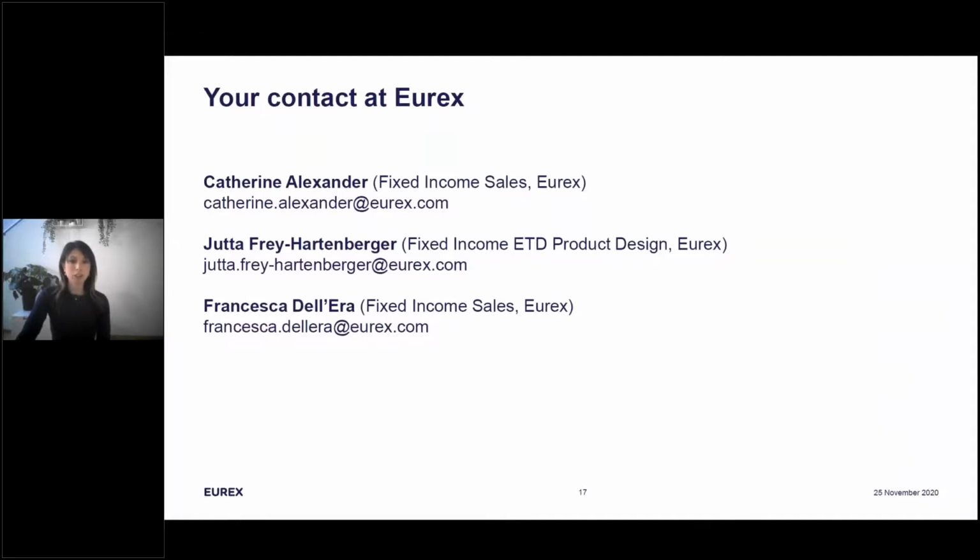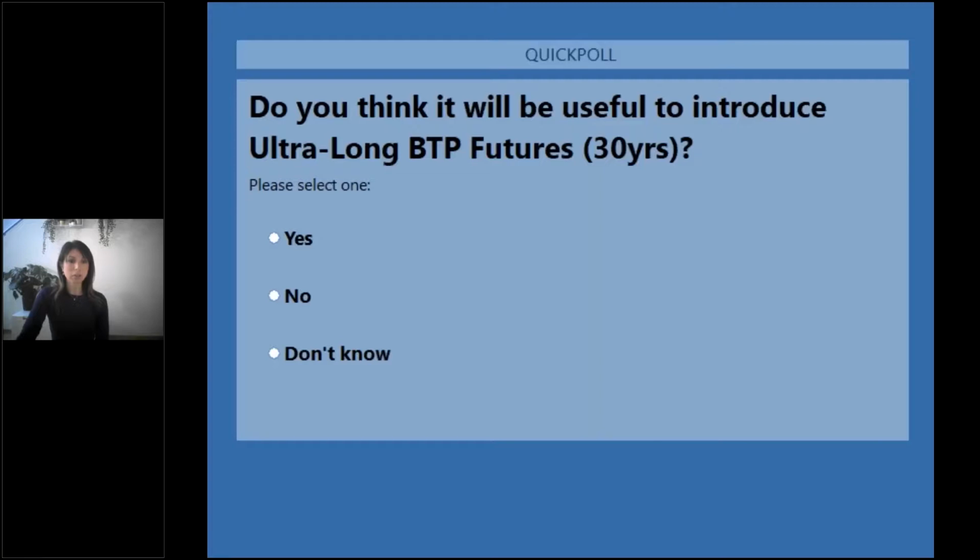Now we're moving to the second question of our poll. Do you think that it will be useful to introduce ultra-long BTP futures on the 30-year segment?